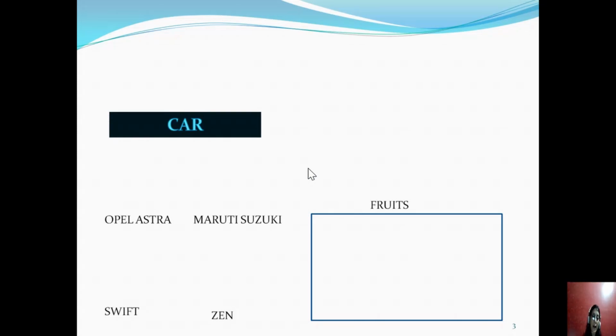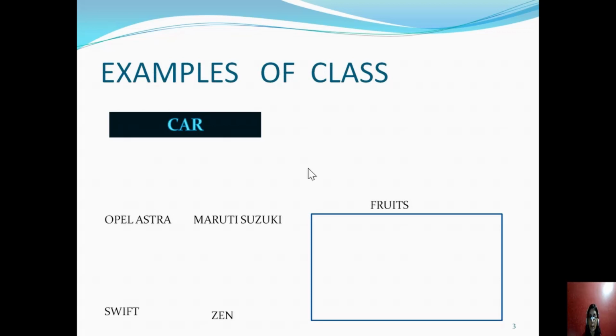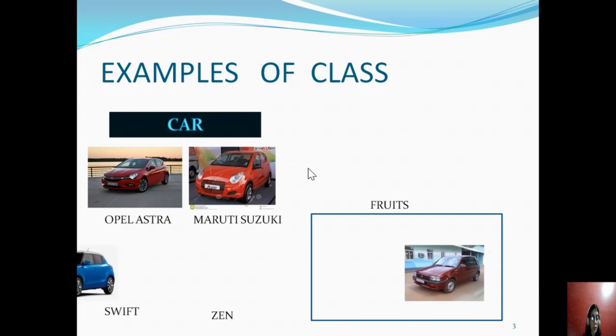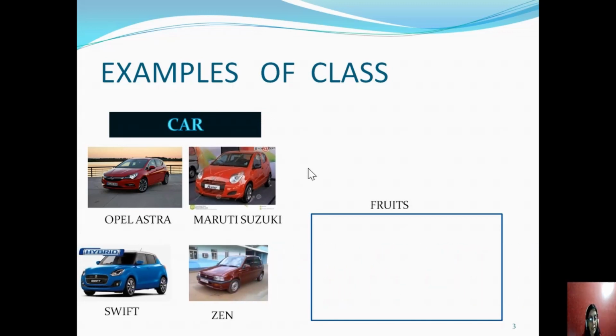Now, let me take the example of class. For example, here we are finding the Opel Astra, the Maruti Suzuki, the Swift, and the Zen car. Now, do you find that there is something similar about them? What are they? They have certain color. They have four wheels, they have gear, they have accelerator, they have brake, they have two lights in front and two lights at the back. So they are similar in certain way. That is the state, they have got a state.